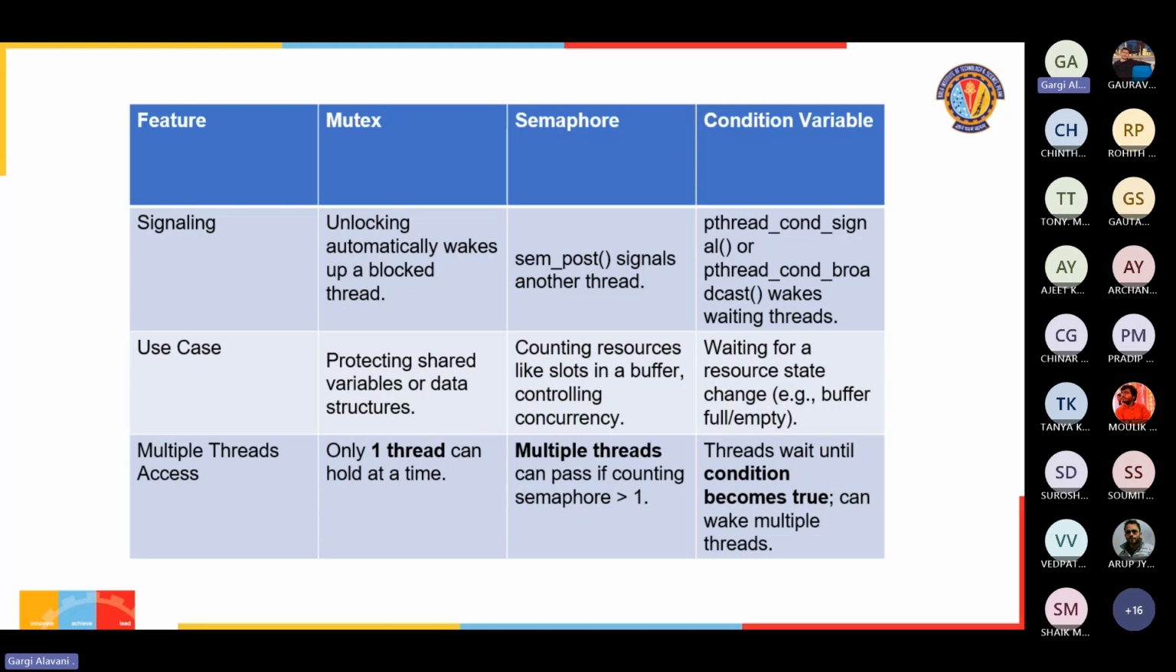In terms of access, mutexes can be used when we want to provide a lock to only one thread. In a semaphore, multiple threads can pass if the count of the semaphore is greater than one. And in conditional variables, the threads wait until some condition becomes true.